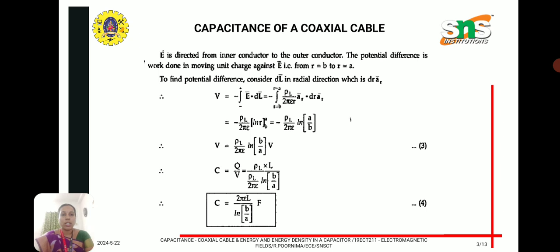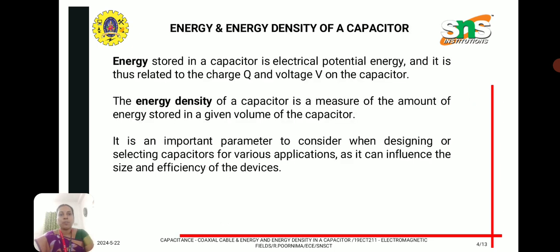The integration of 1 by r is ln of r. Substituting the limits a and b, we get ln of a by b. This is the potential difference. There is a minus sign in the equation, so we change the ln to b by a. Finally, substituting the value of charge and potential difference in C equals q by V, we get the capacitance: 2 pi epsilon L divided by ln of b by a farad. This is the capacitance of the coaxial cable.